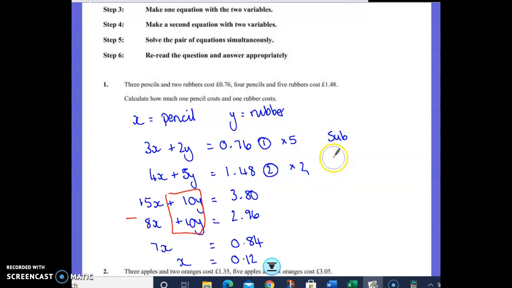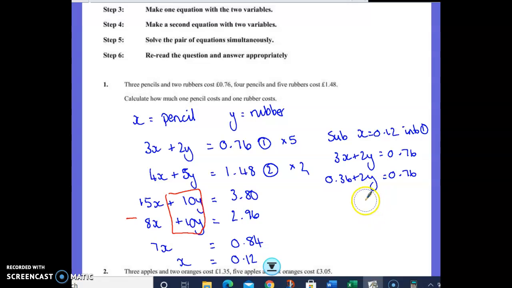Remember, that's only half the question done. Let's sub it into 1. So we get 3x plus 2y is 76 pence. 3 lots of 12 pence is 36 pence. 76 pence take away 36 pence is 40 pence. So y must be 0.20. Okay. Then we need to make sure we're answering the question.